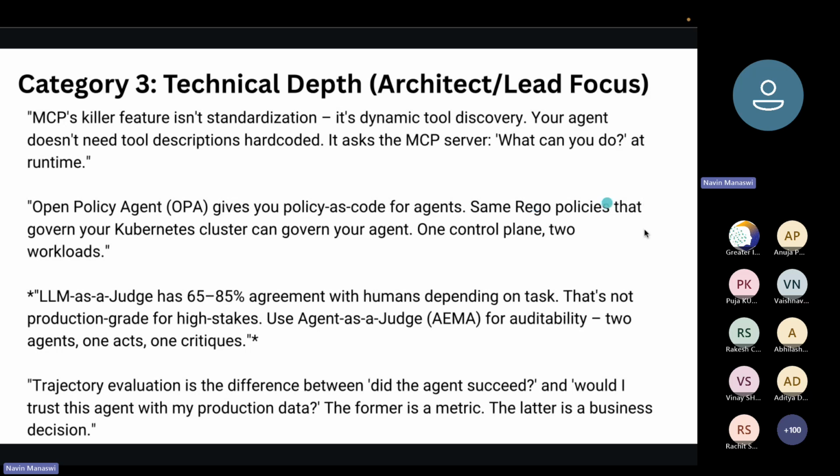Okay, this is OPA. The same Rego policy that governs your Kubernetes cluster can govern your agent also. So one control plane, two workloads. Now, LLM as a judge has 70-80% agreement with humans, depending on the task. So that's the production grade for the high stakes. Mostly, LLM as a judge has 70-80% agreement with humans, depending.